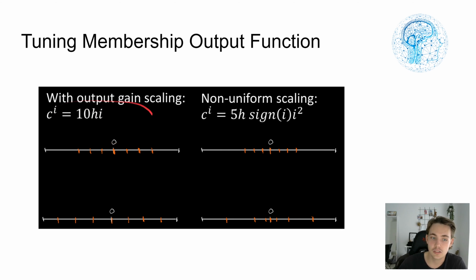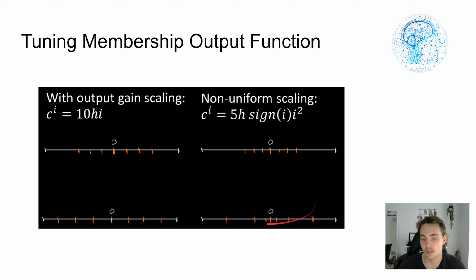So when we're using this function, we can see that if we have our membership output function like this, where we have some points here, when we use this membership output function tuning, we just spread out the membership more on the universe of discourse down here. It could be like output gain scaling, but this is how we scale our membership output function. We can also use a non-uniform scaling. Here we have all our points, which is a uniform scaling or a uniform distribution.